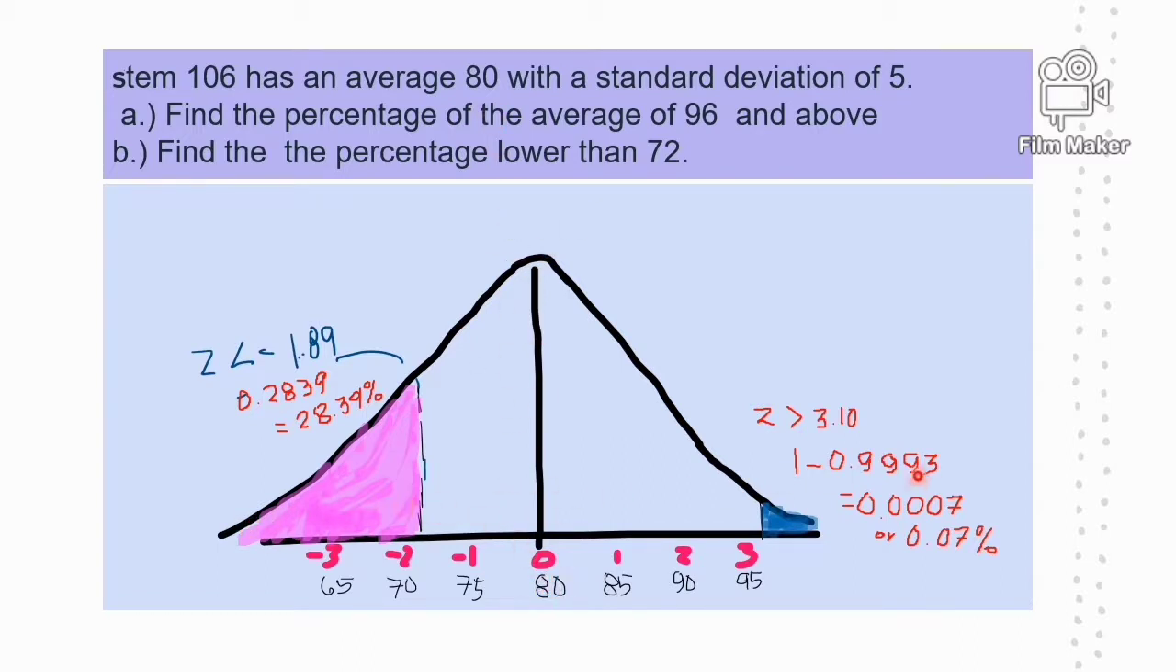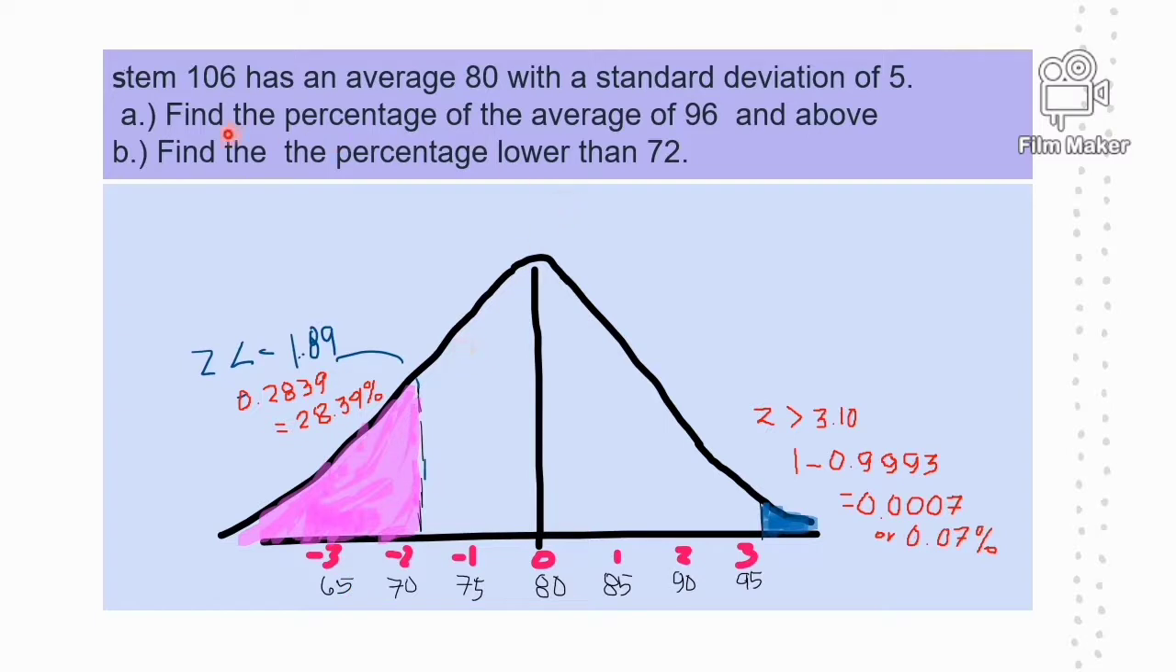First, we will draw the x and y axis: 0, positive 1, positive 2, positive 3, negative 1, negative 2, negative 3, and we will draw the bell-shaped curve. 80 plus 5, 85. 85 plus 5, 90. 90 plus 5, 95. 80 minus 5 will be 75. 75 minus 5 will be 70. 70 minus 5 will be 65.